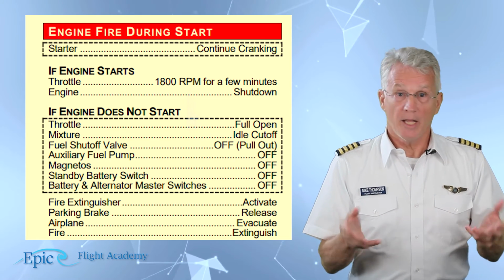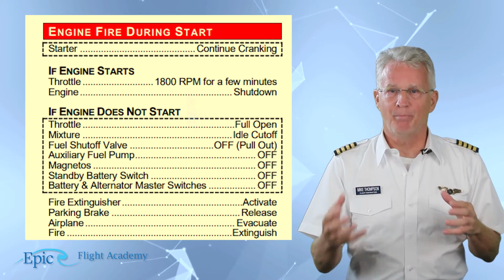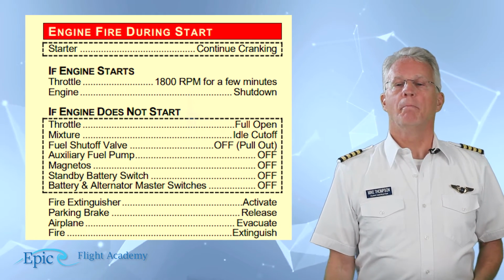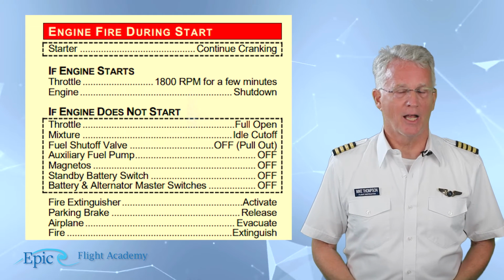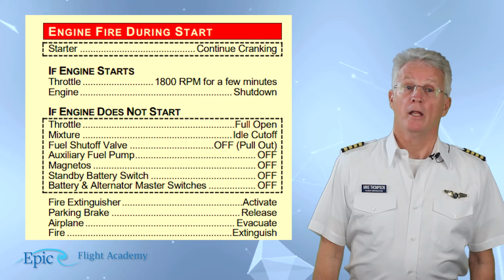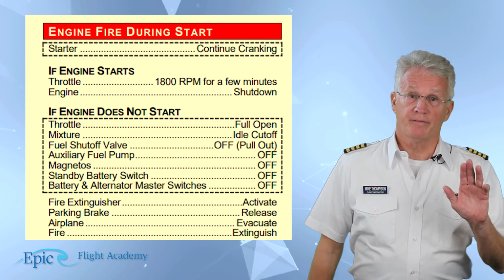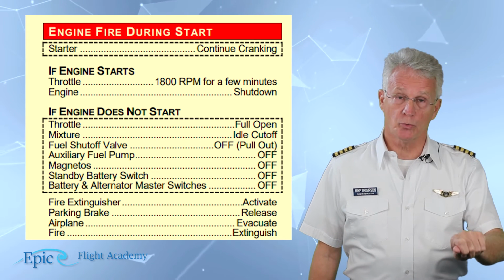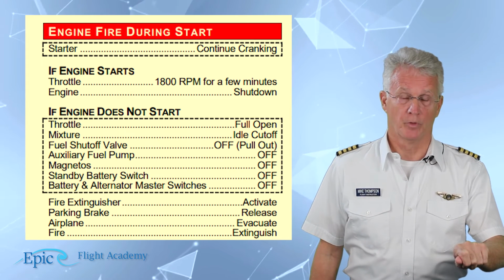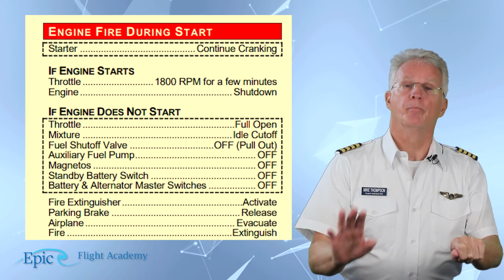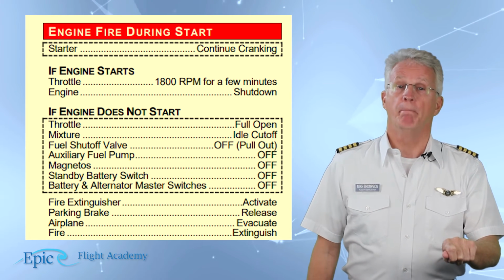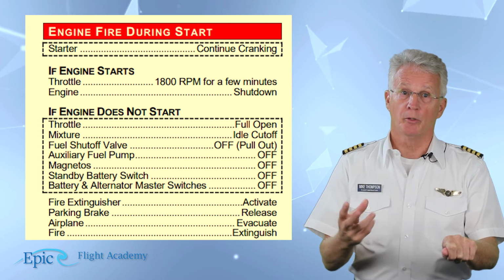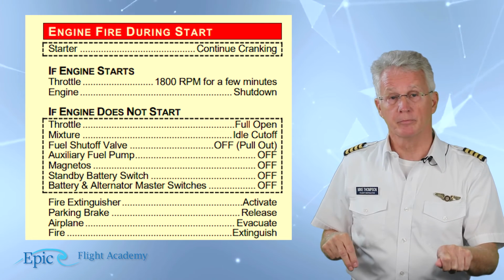again, we're in a position where we can't be reaching for or fumbling for the checklist. We must have these next items memorized. Now, with your left hand still on the ignition key, holding the switch in the start position, throttle full open. This means push it all the way forward. Mixture idle cutoff. This means pull it all the way out. Press the center knob with your thumb.